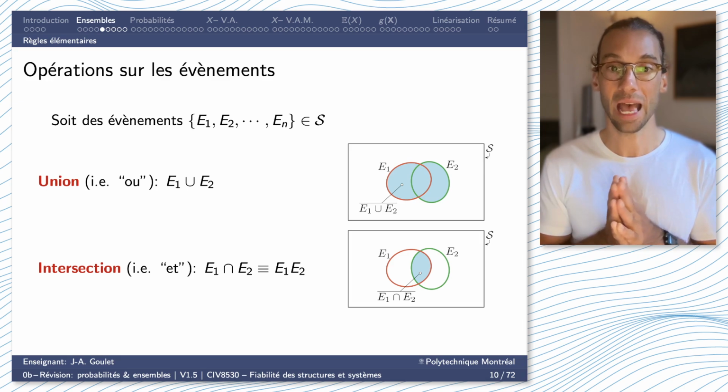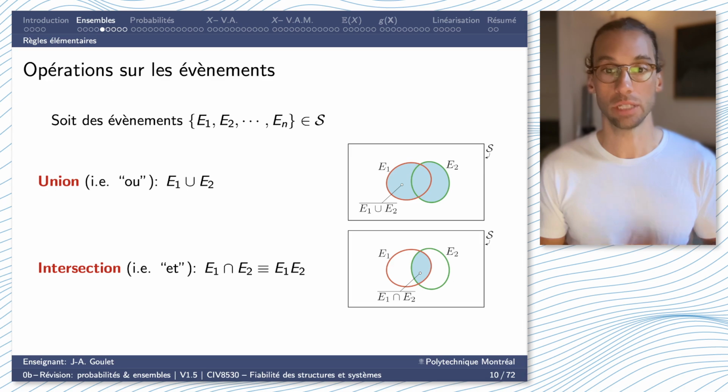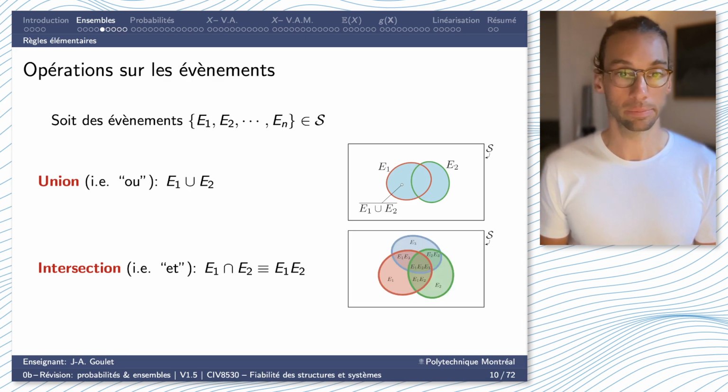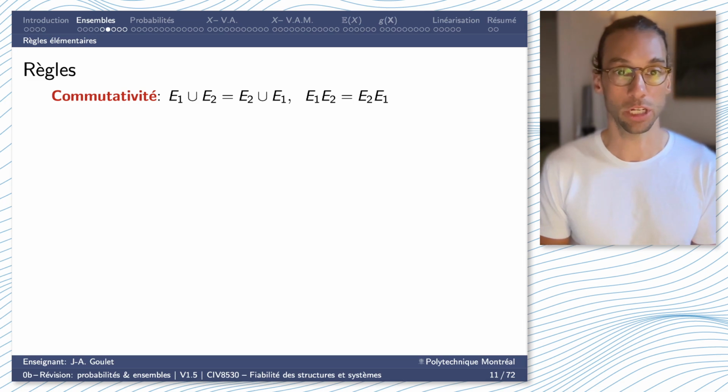The second main operation is going to be intersection. Intersection could be seen as AND. So if I have E1 intersect E2, in this case, we want both E1 and E2 to occur simultaneously. We can generalize this to many cases. So we can see in this case, we have E1, E2, E3. This is the intersection between E1 and E3, this is E3 and E2, and E1 and E2. And this is the intersection of three terms, so E1, E2, and E3 occurring simultaneously.